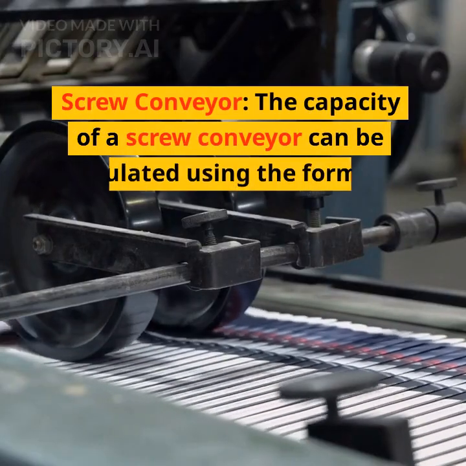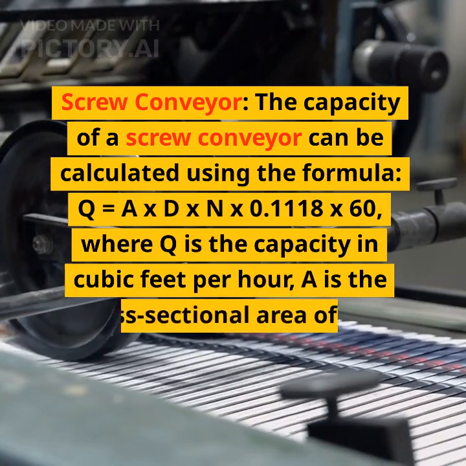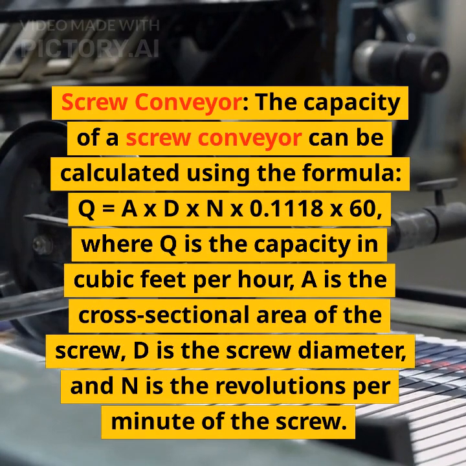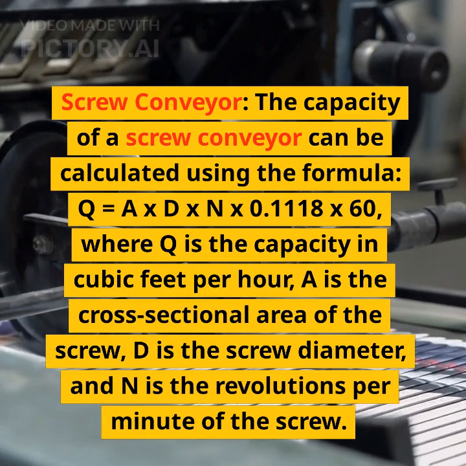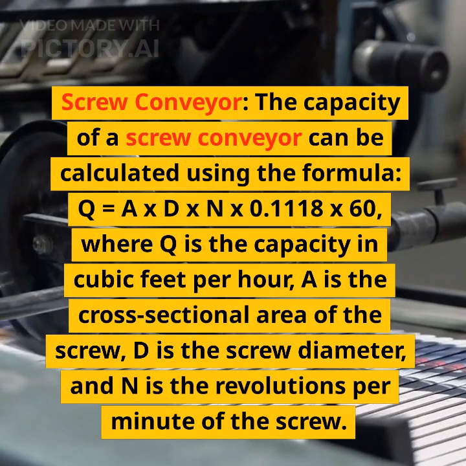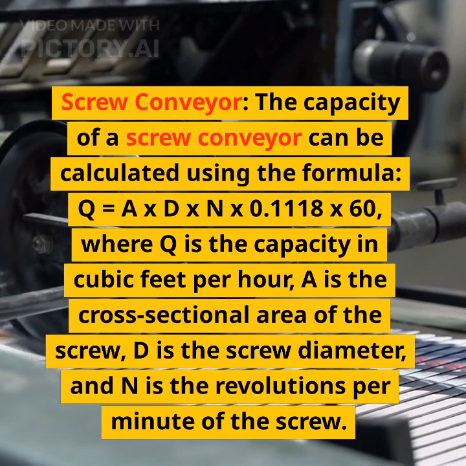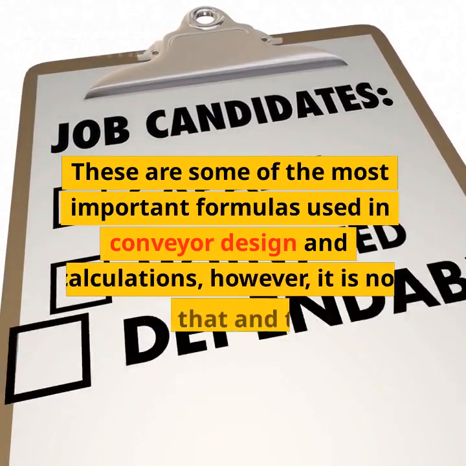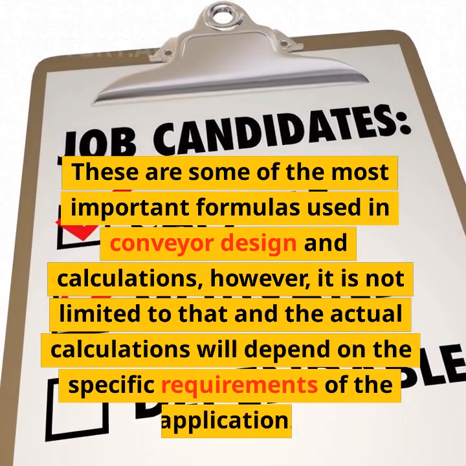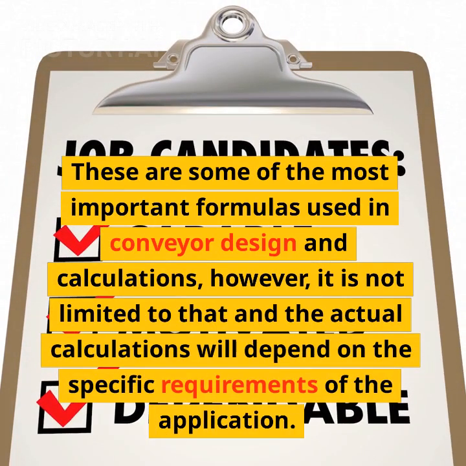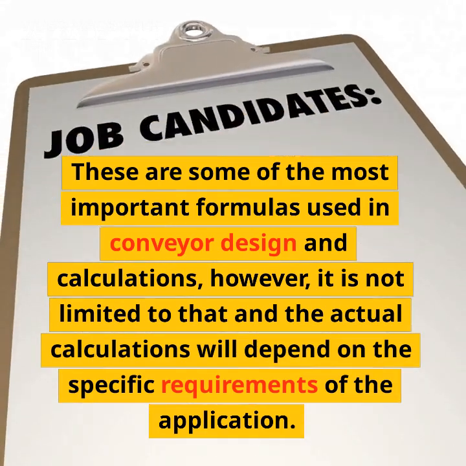Screw conveyor. The capacity of a screw conveyor can be calculated using the formula Q equals A x D x N x 0.1118 x 60, where Q is the capacity in cubic feet per hour, A is the cross-sectional area of the screw, D is the screw diameter, and N is the revolutions per minute of the screw. These are some of the most important formulas used in conveyor design and calculations. However, it is not limited to that, and the actual calculations will depend on the specific requirements of the application.